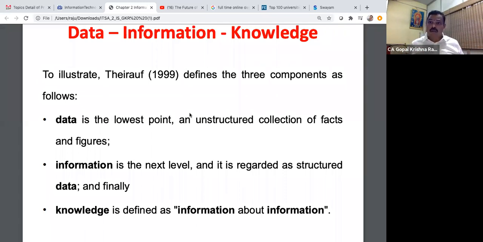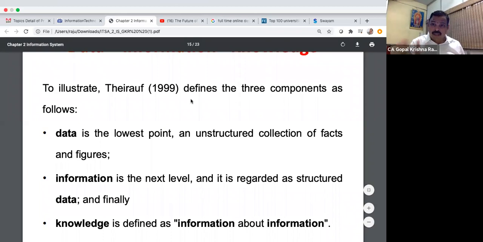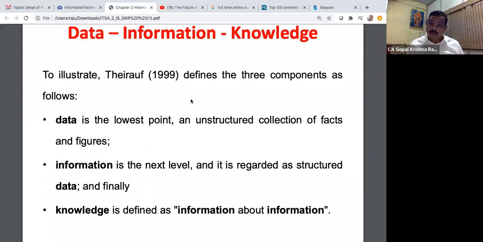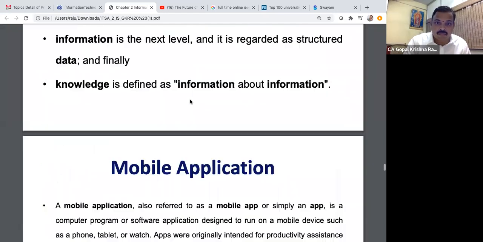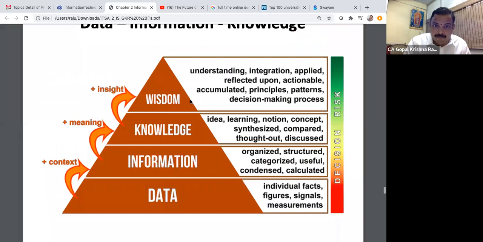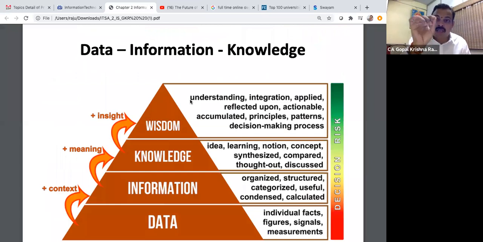All 212 friends, 205 friends, you have information with you. But you have knowledge only when you read this, only when you understand this, information becomes knowledge. Now, will knowledge be sufficient? No. The knowledge has to be converted timely, properly, wisely, then only it will convert to marks. Please look here. So data, information, knowledge, that should become wisdom.